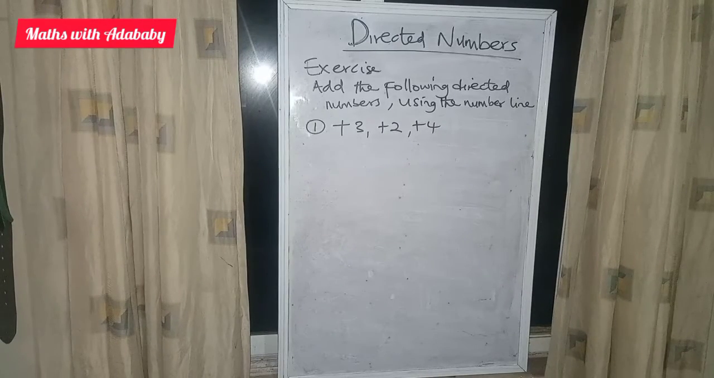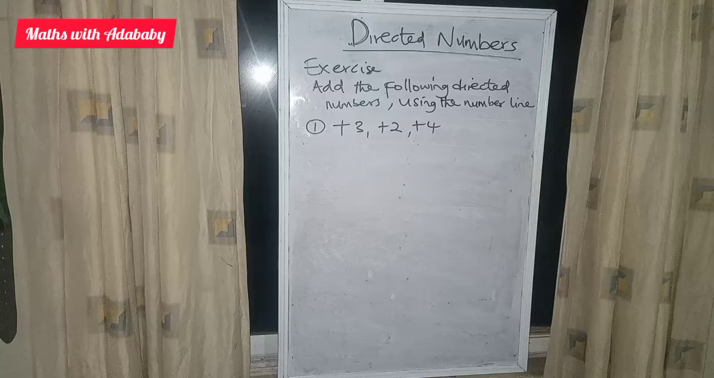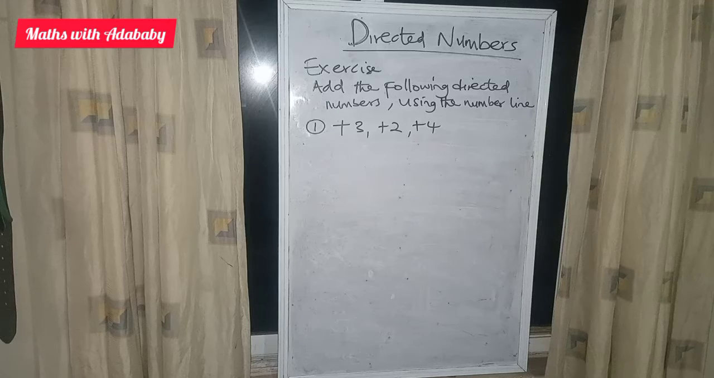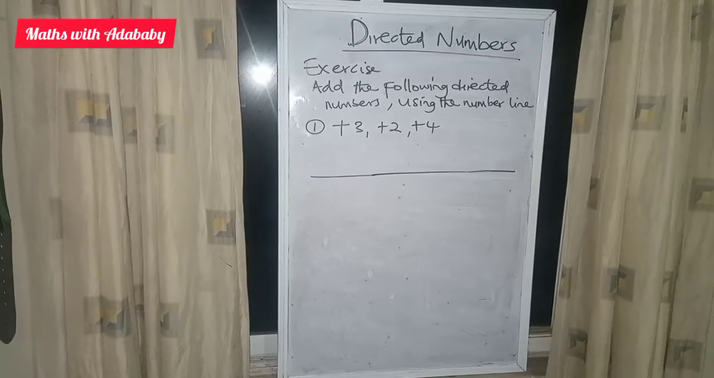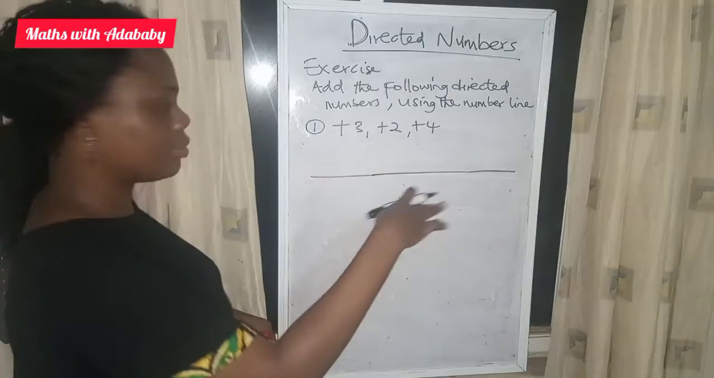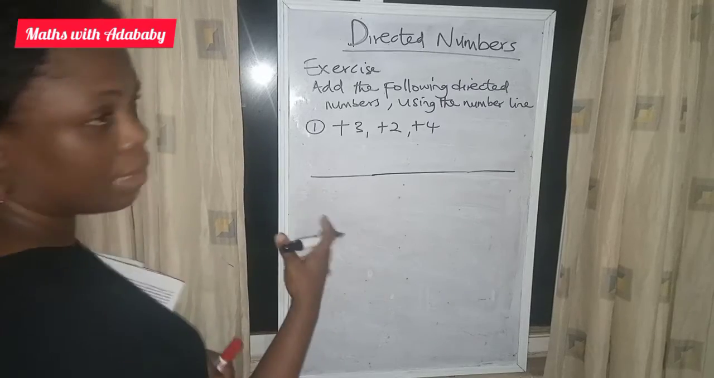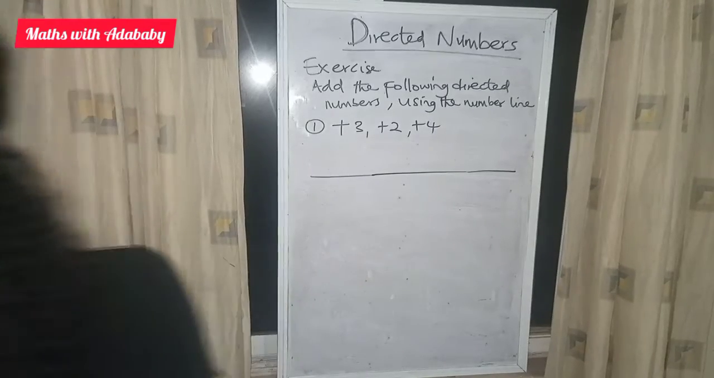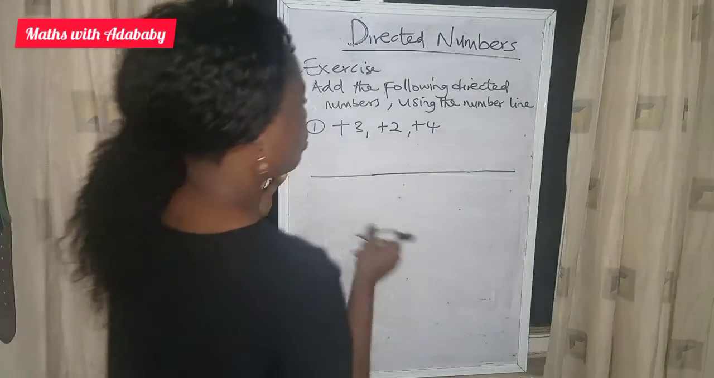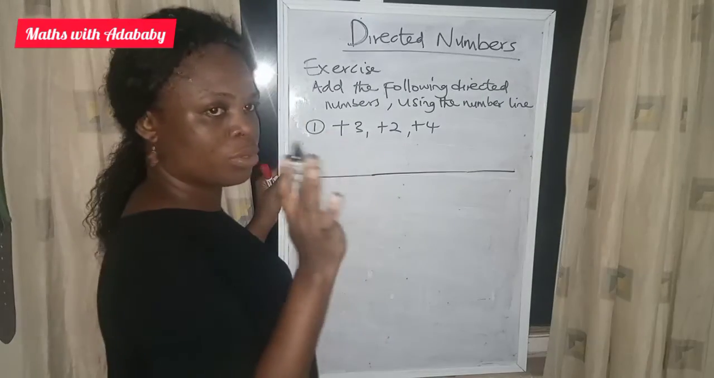Now we have an exercise. The first exercise says add the following directed numbers using the number line. The question we have is +3, +2, and +4. We are going to represent this addition on the number line. So when you draw the number line, we are going to be using the highest number on the chart. So we have the highest number being +4.